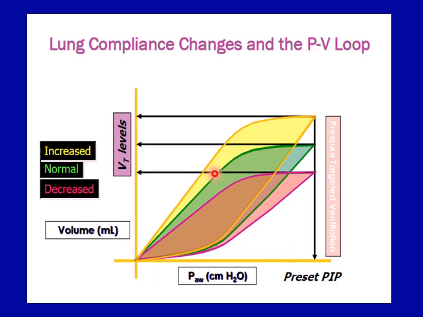In pressure control ventilation, this green represents the normal loop. Whenever there is a decrease in compliance, for the given pressure, the tidal volume achieved will be less. So this is in case of decreased compliance. Whenever the compliance increases, for the same given pressure control, say around 20 centimeters of water, your tidal volume achieved will be more.